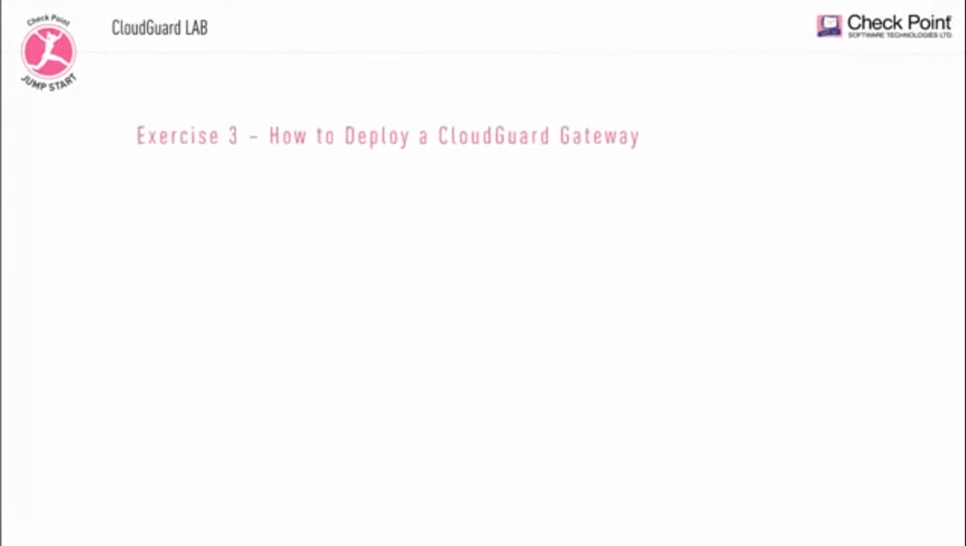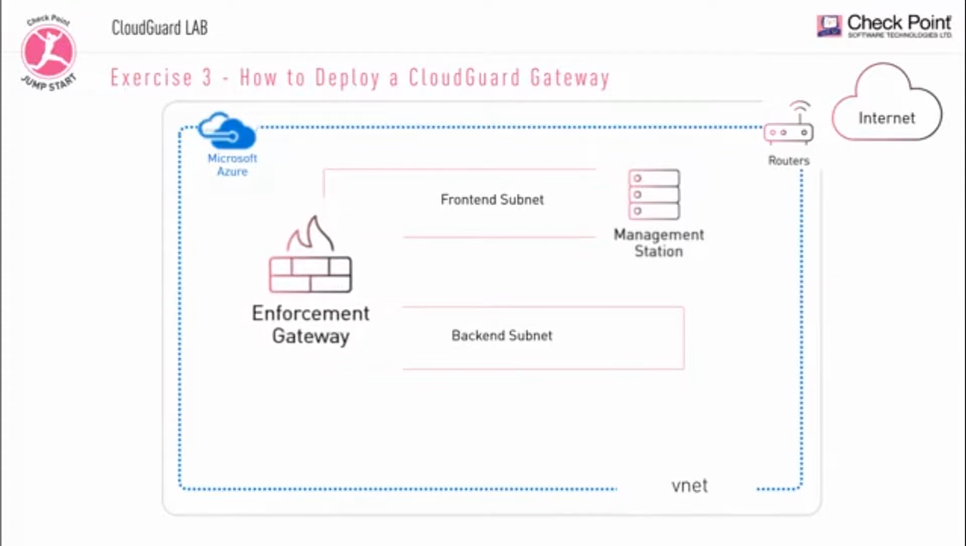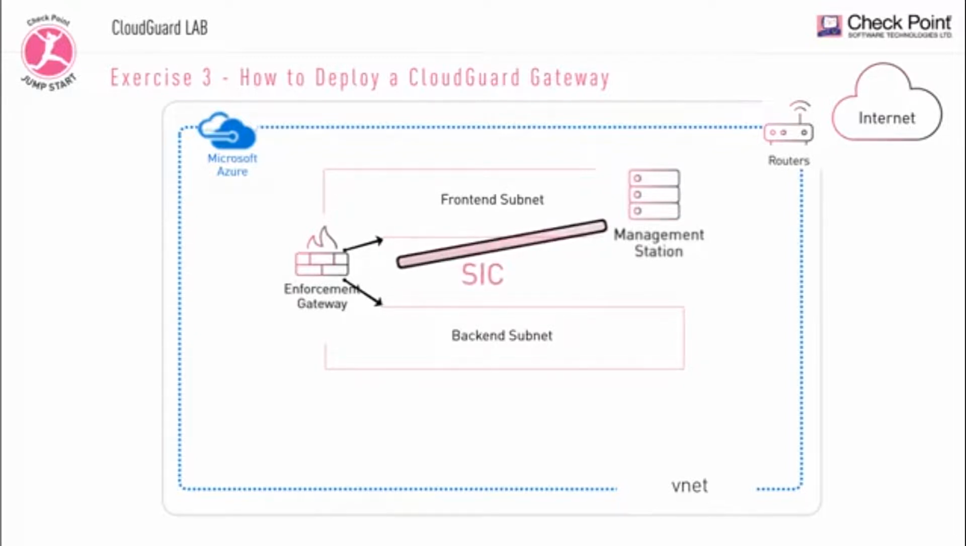In the previous exercise, we deployed a CloudGuard Management Station on our VPC and attached it to the front-end subnet. In this third exercise, we're going to deploy a CloudGuard Gateway, and we are going to place it in between the front end and the back end subnet. Meaning that it will have one NIC attached to the front end subnet and another NIC attached to the back end subnet. And finally, we're going to establish SIC and then configure and push a policy.